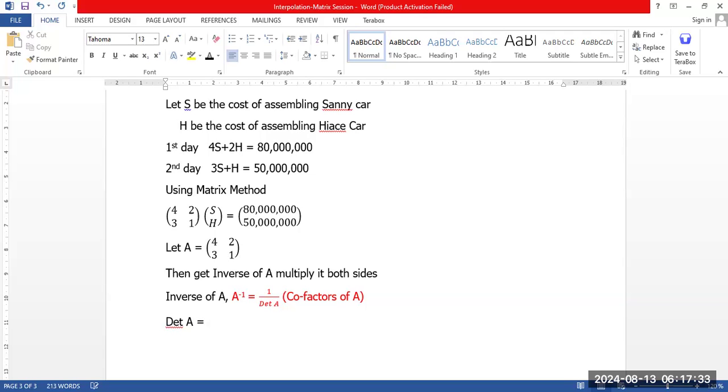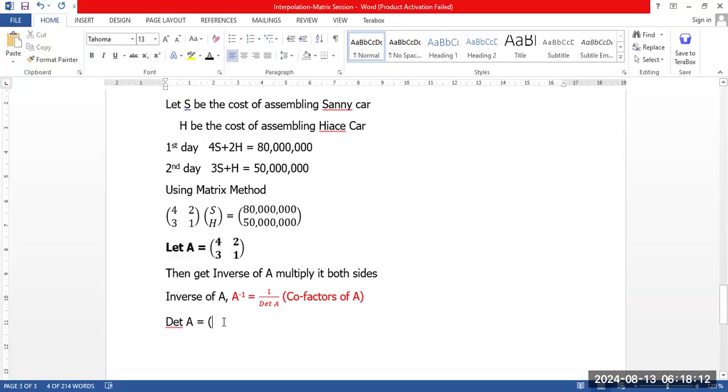Determinant of A is equal to, do you recall how we get the determinant? Major diagonal minus minor diagonal. Do you recall those things? Yes. So here, this is our A. The major diagonal is this one, 4 and 1. Then the minor diagonal is this one.